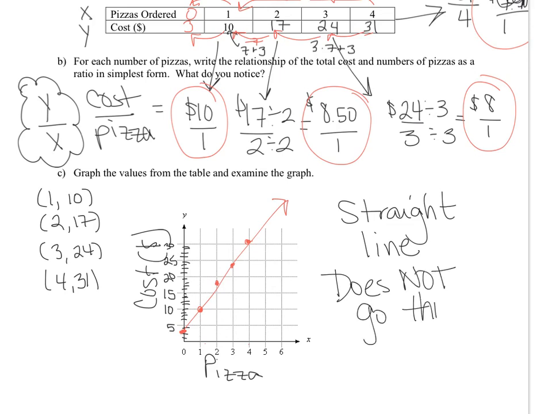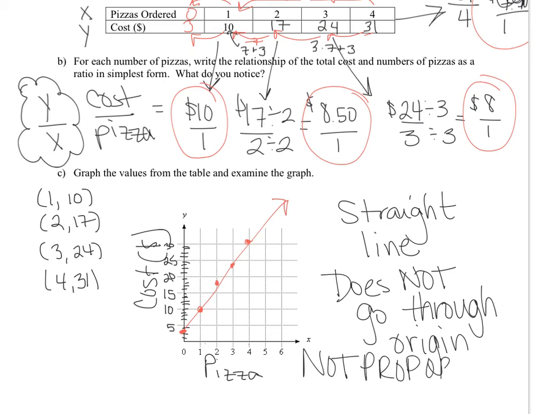Those are the two pieces of information that have to be true about a proportional relationship's graph. It has to be a straight line, so we got that, but it does not go through the origin. This is not proportional. And we knew that it wasn't proportional when we looked at our table because our unit price, our constant of proportionality, was not the same. And we just proved it again by looking at our graph.